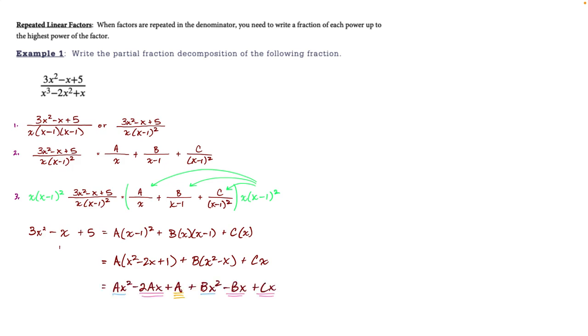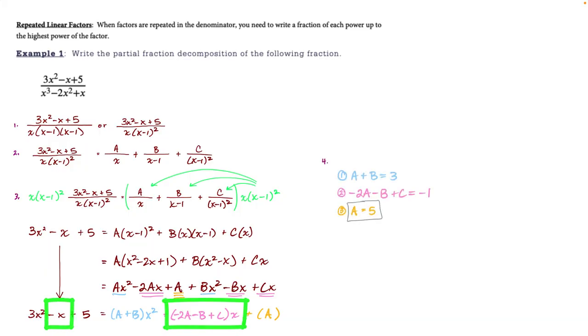And then once we distribute the a and the b and the c, we're going to group together our like terms. So my quadratic terms underlined in blue, my linear terms underlined in pink, and I can group them. I can factor out an x squared or an x, just like we have in the other problems. Then we can create a system. This one's going to have 3 equations. Blue, a plus b needs to be 3. Pink, negative 2a minus b plus c needs to be negative 1.